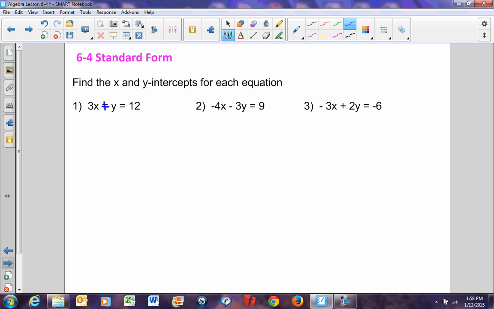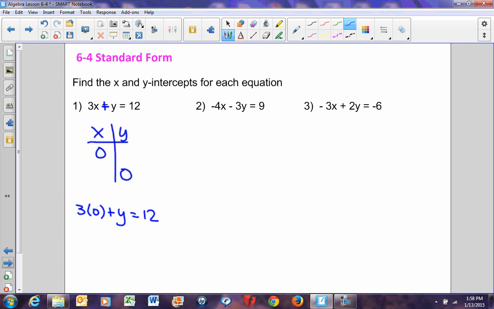If 3x plus y equals 12, I'm going to solve this equation for x and for y so that I can find the intercepts. And the easiest way to do this is I make a little x and y table, and I put two zeros in there. I let x equal 0 and I let y equal 0. If x equals 0, the 3x literally goes away. You have 3 times 0 plus y equals 12.